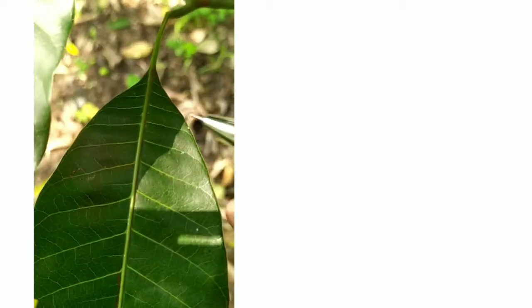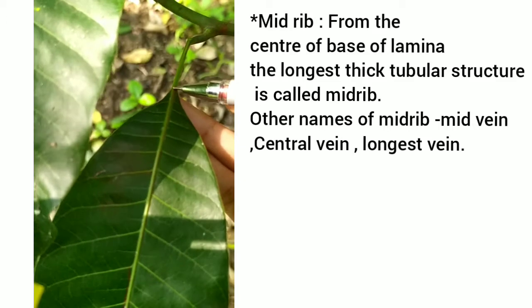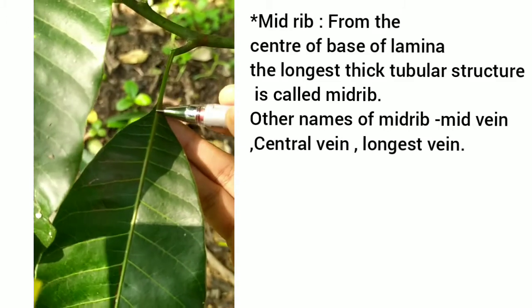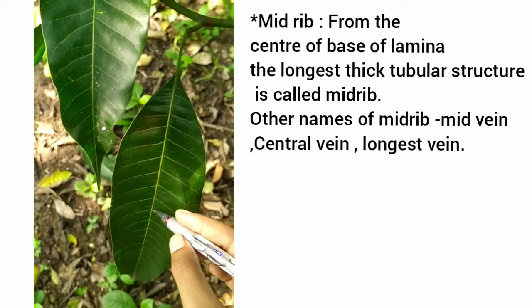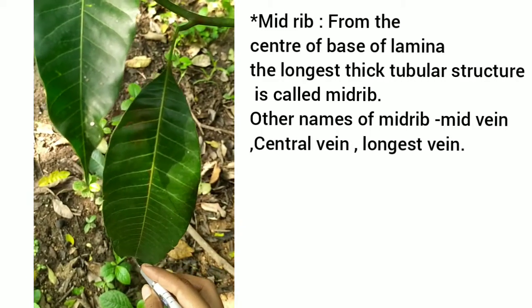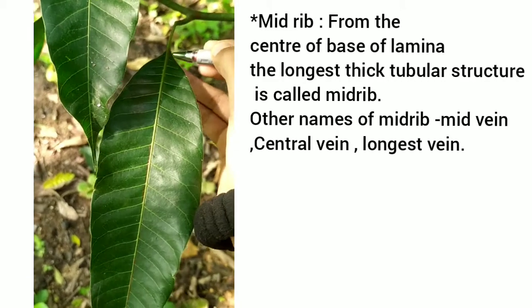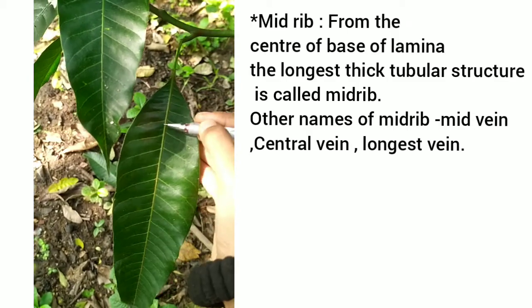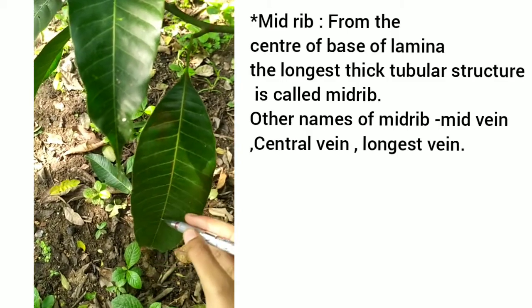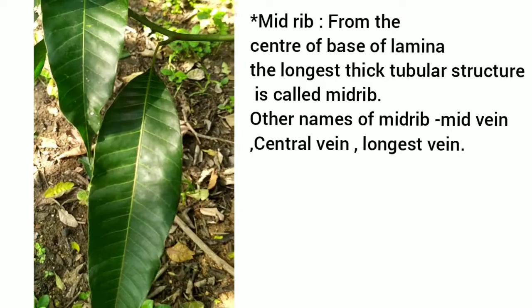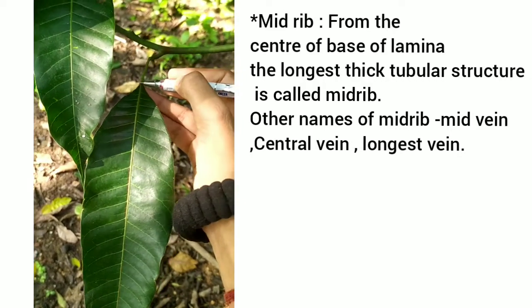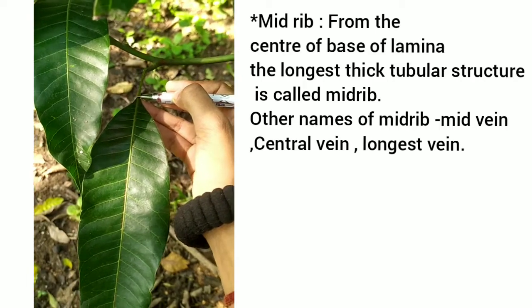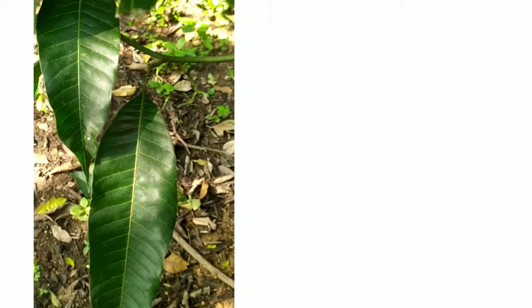Now if you look closely, from the center of the base of the lamina, certain long, thick tubular structures are seen. The longest tubular structure that you are seeing is this one. This is called the midrib. The thick, long tubular structure arising from the base of the lamina is called the midrib.